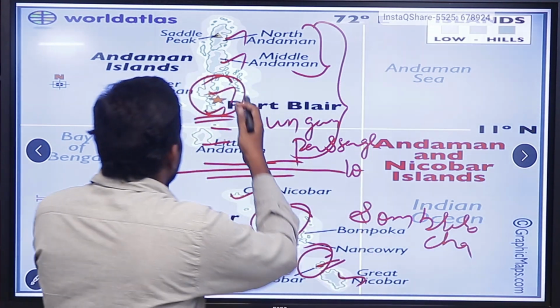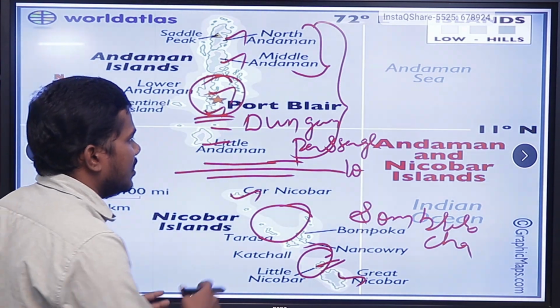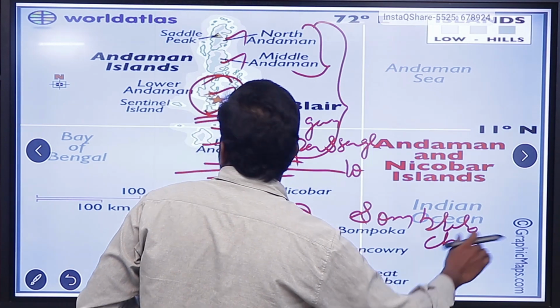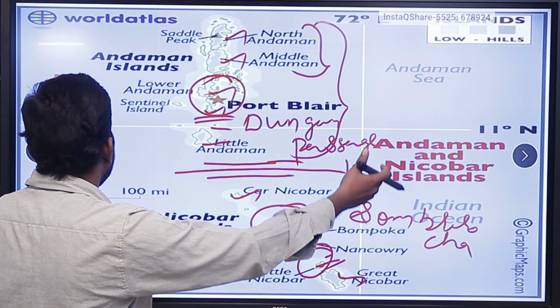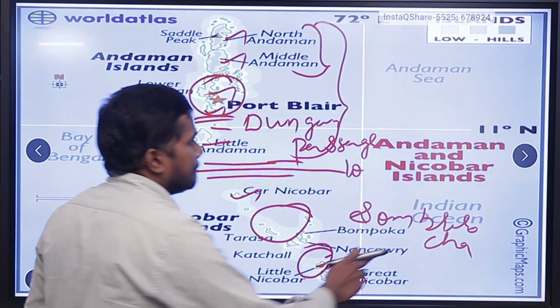In the Andaman Nicobar Island, on the east side is the Andaman Sea and on the west side is the Bay of Bengal. It acts as a dividing range between the Andaman Sea and the Bay of Bengal.